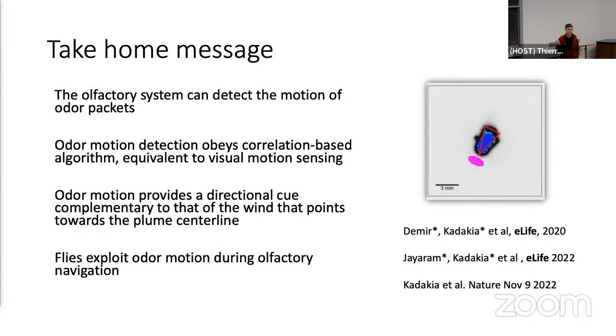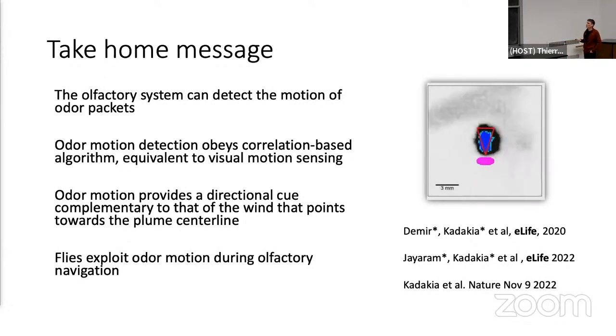flies seem to be able to do, which is detect the motion of odor with the olfactory system. And because it's such a simple mechanism, you just need two sensors and extract correlation, we think it's very likely that many animals are able to do that. The odor motion detection obeys a correlation-based algorithm that is equivalent to the one in visual motion detection, which is also very interesting because those are different brain regions, but somehow the two are able to perform the same computation. If they do it the same way, we don't know, but this is going to be something interesting to look at.